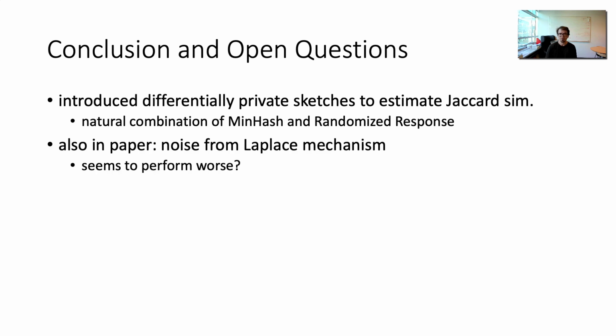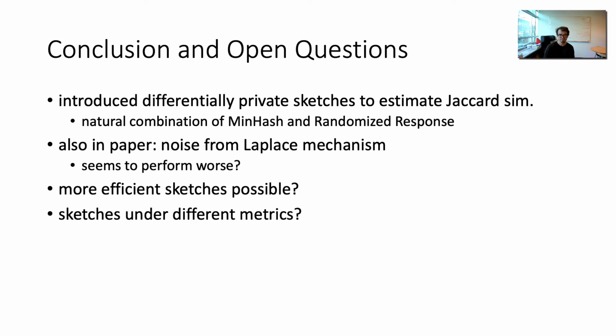In the paper we also consider a variant where we add noise from the Laplace mechanism. It seems to perform worse, though the analysis doesn't show that in such a clear picture. Right, are more efficient sketches possible? I don't know. As I said before, we kind of match the behavior of a standard MinHash asymptotically, but we do this for a very certain choice of k. And of course there could be other sketches which allow for larger k values.